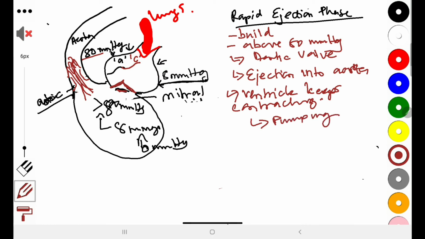So let's start again. It came from 0 at rest, went to 8, managed to close the mitral valve, but the aortic valve was still closed. So it kept on contracting and went all the way up to 80. Immediately it went above 80, the aortic valve opened, and we had ejection of blood. It continued contracting, and this continued contraction then causes it to keep taking blood into the aorta.